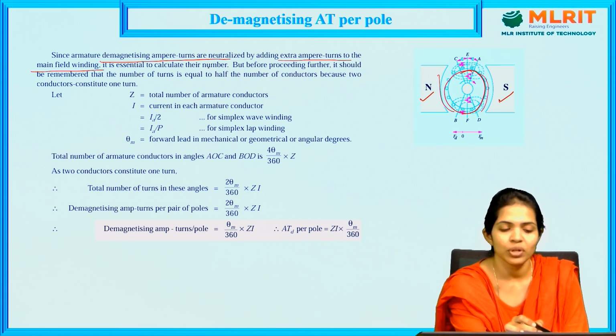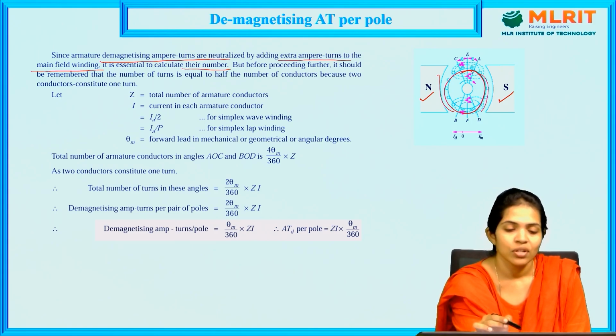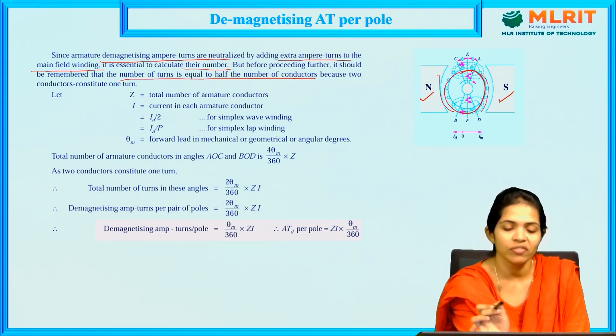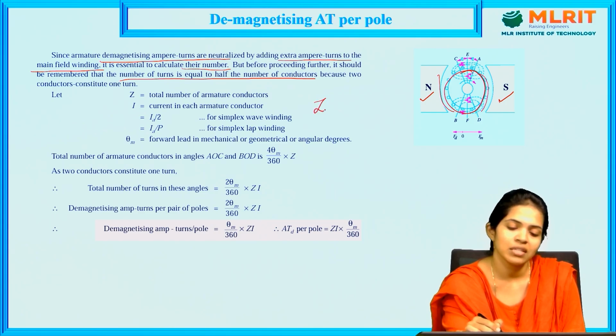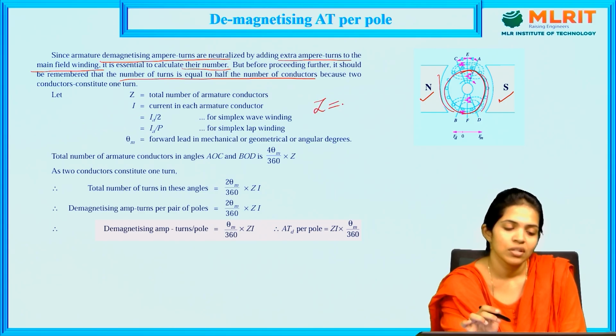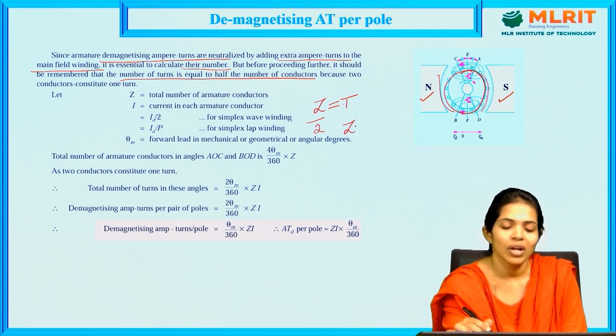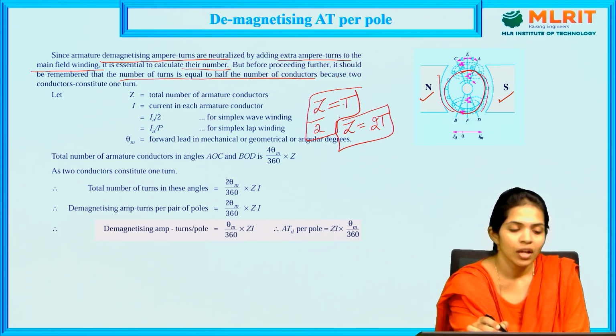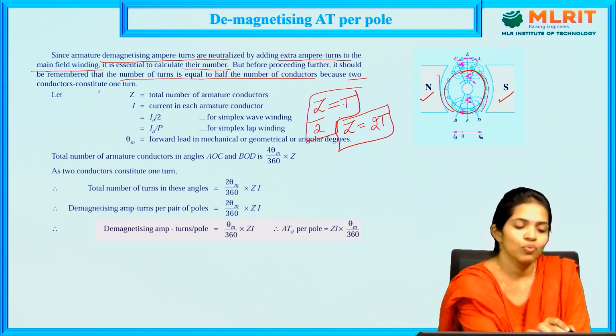So it is essential to calculate how many demagnetizing ampere turns are required to neutralize this demagnetizing effect, which is caused due to the armature flux. Before proceeding, it should be remembered that the number of turns equals half the number of conductors. So if Z is the number of conductors, the number of turns will be Z/2. So one turn is two conductors, or one conductor is half a turn. This can be remembered as a part of this, as 2 conductors constitute 1 turn.